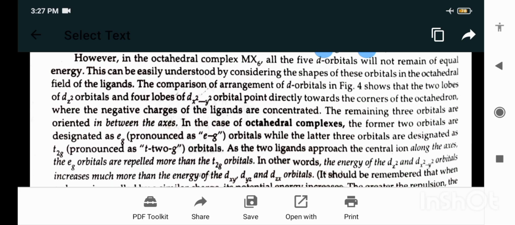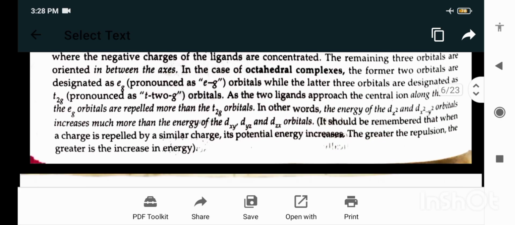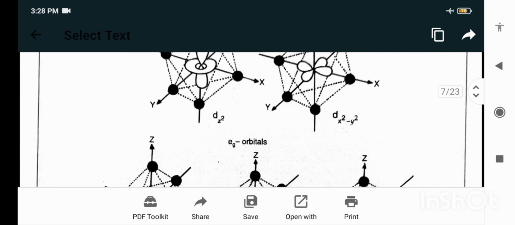In the case of octahedral complexes, the former two orbitals are designated as eg orbitals while the latter three orbitals are designated as t2g. As the ligands approach the central ion along the axes, the eg orbitals are repelled more than the t2g orbitals. In other words, the energy of the dz square and dx square minus y square orbitals increases much more than the energy of the dxy, dyz and dxz orbitals. It should be remembered that when a charge is repelled by a similar charge, its potential energy increases. The greater the repulsion, the greater is the increase in the energy.